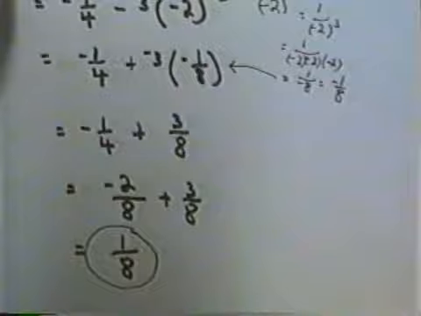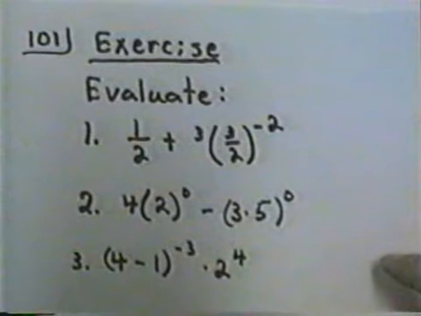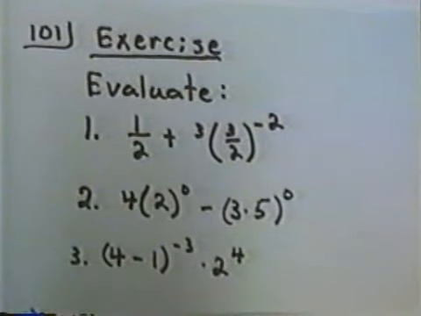Now I'm going to give you some more exercises. Be sure that you copy down the exercises as I read them. Evaluate. 1/2 plus 3 times 3/2 to the negative 2. 4 times 2 to the 0 power. Subtract the quantity 3 times 5 to the 0 power. 4 subtract 1 quantity to the negative 3 times 2 to the 4th.